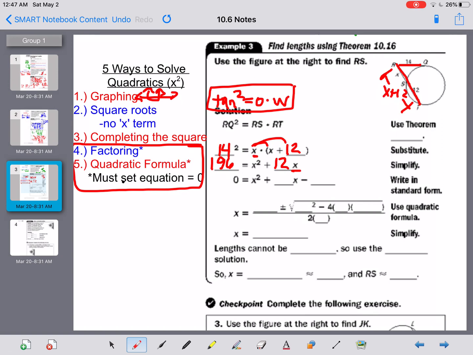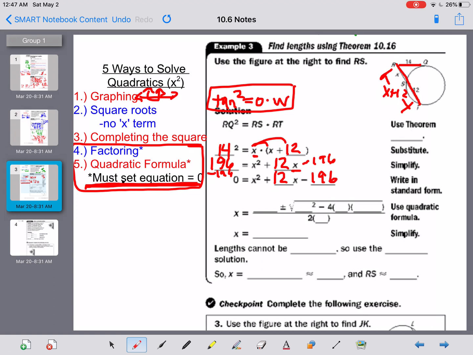Notice though, either factoring or quadratic formula, the most important thing we have to do is we have to have our equation set equal to 0 to be able to do either one of these. Right now I have 196 on the left side. So I'm going to move that to the right side by subtraction. I have x squared plus 12x, and now I'm going to subtract this 196, and what it's going to do is just hang out back here because none of those are like terms.